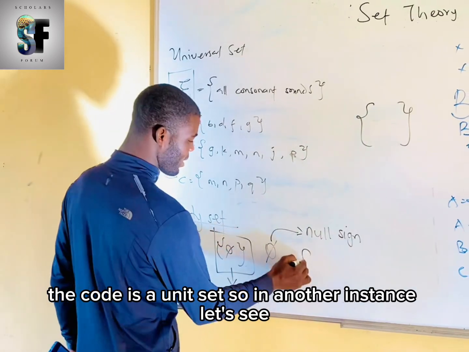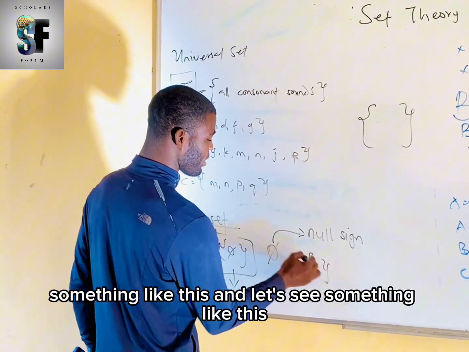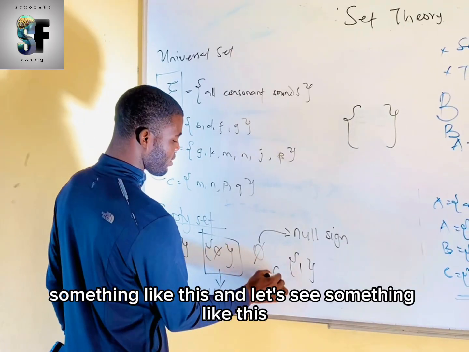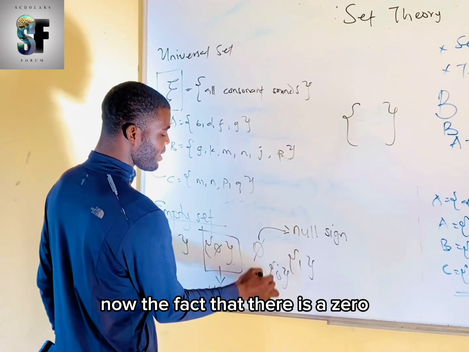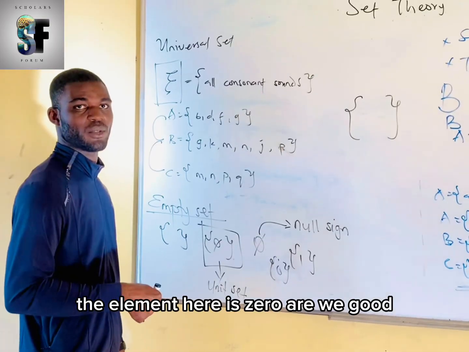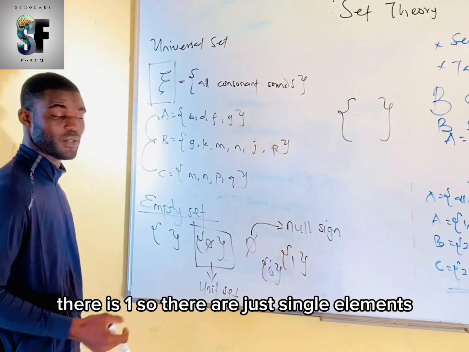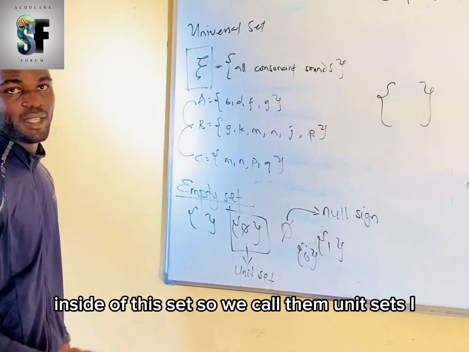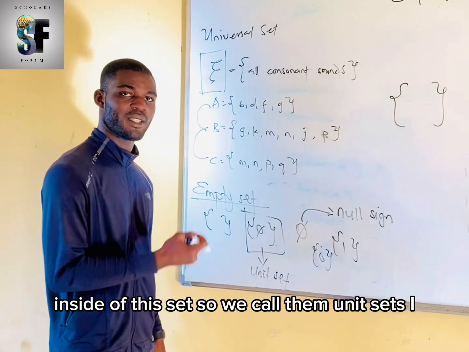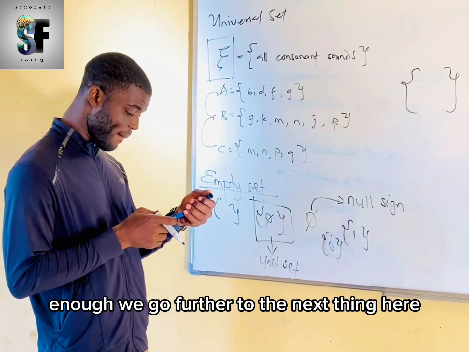In another instance, let's see something like this, and something like this. The fact that there is a 0 here does not mean there is no element. The element here is 0. Are we good? Then for this, the element there is 1. So they are just single elements inside of these sets, so we call them unit sets. After that is clear enough, we'll go further to the next thing.